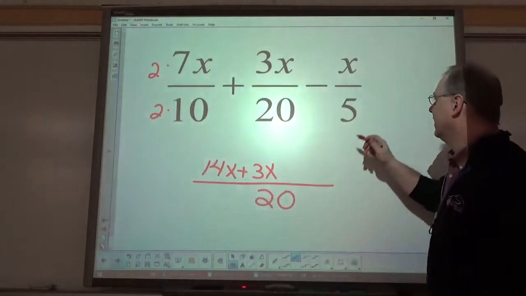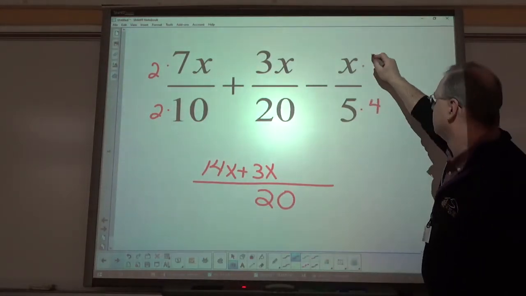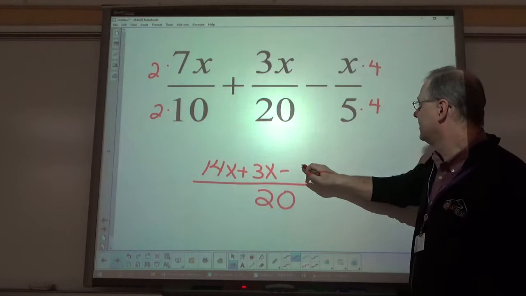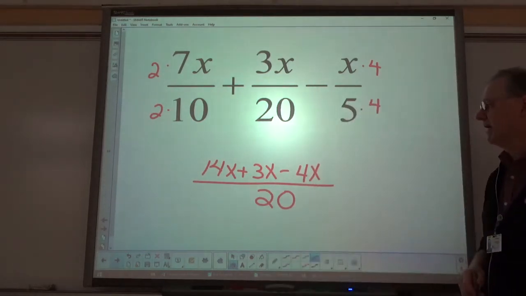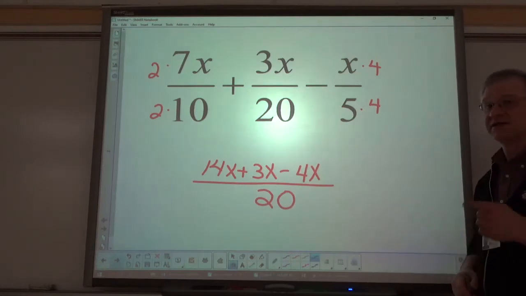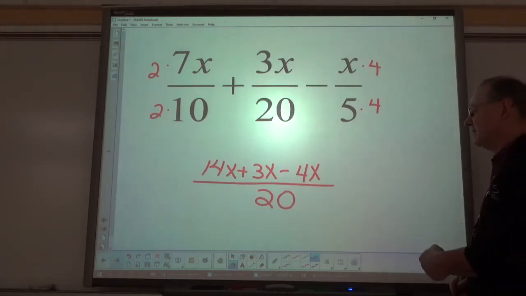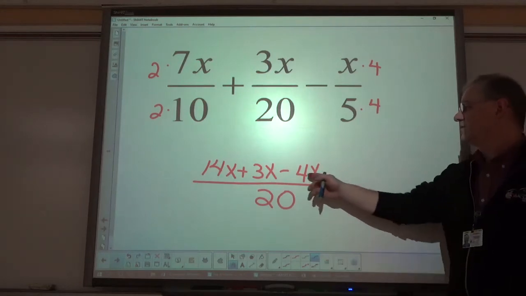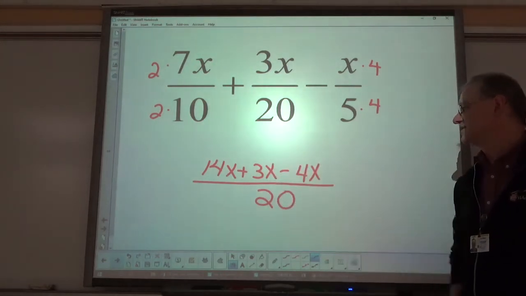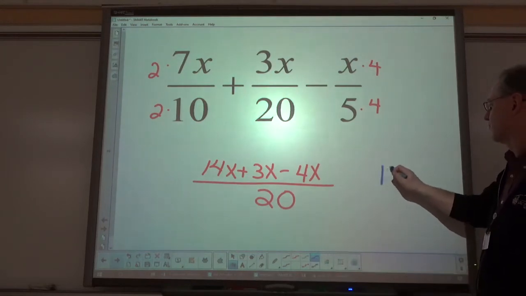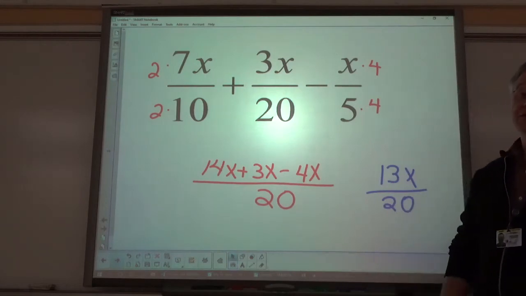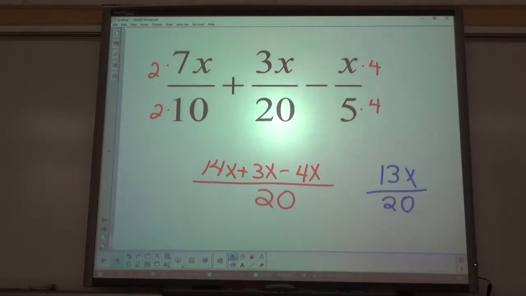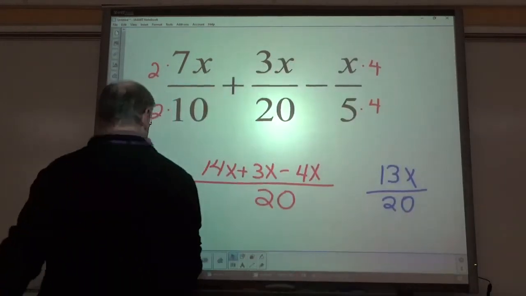And finally over here, I have to multiply this by 4 on top and bottom, and it's a minus, so minus 4x. Now, if I combine all that together, 14x, negative 3x, and negative 4x, well, 17 minus 4 is 13x over 20. And there's no reducing possible, so we're done. All right, let's take a look at our next problem.